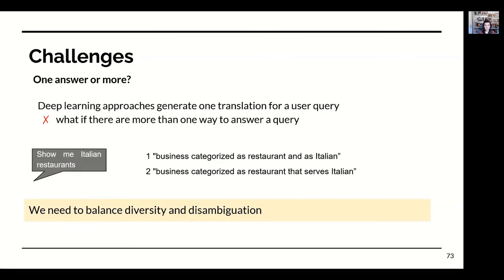Early database efforts on this problem allowed for diverse answers, trying to figure out the best way to answer the user query and find what the user is looking for. And we saw that deep learning techniques follow the other approach of just finding one best translation for a user query. Maybe we have to find the right balance between diversity and disambiguation.